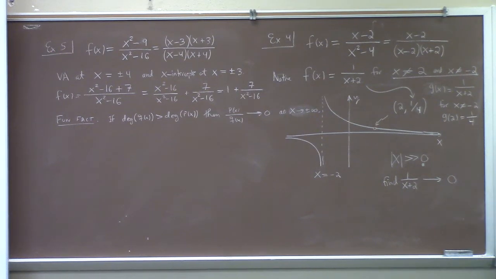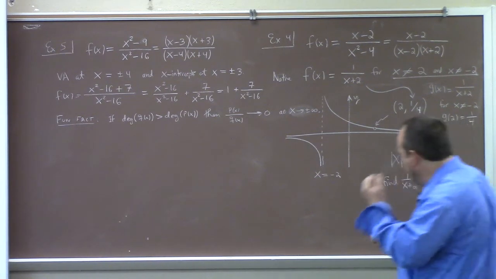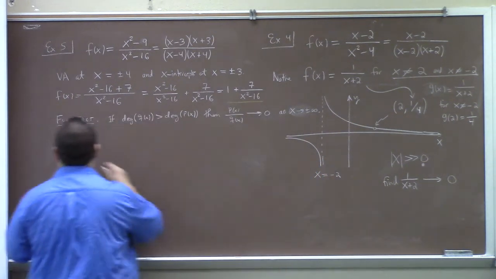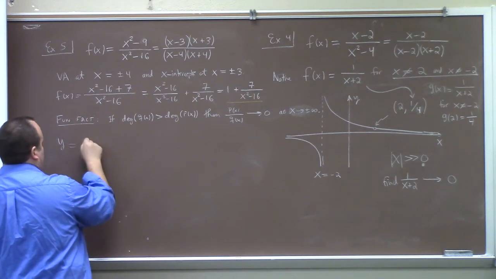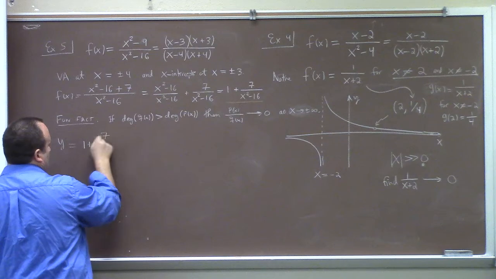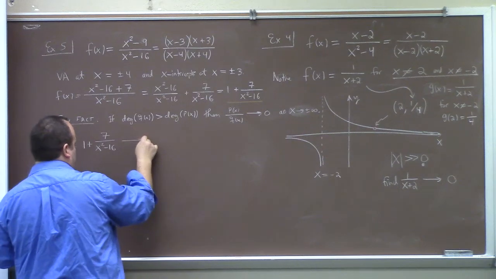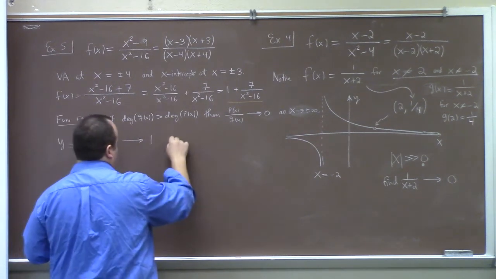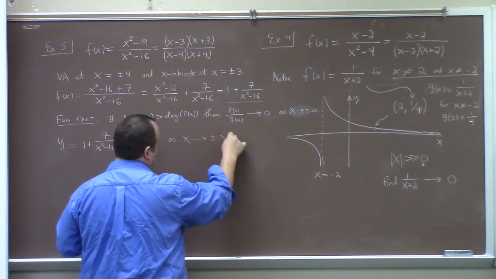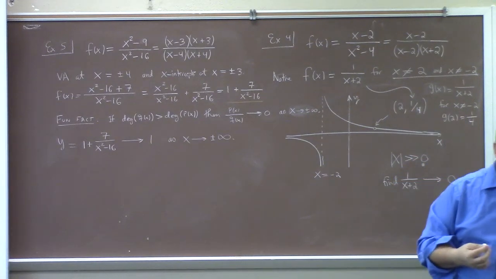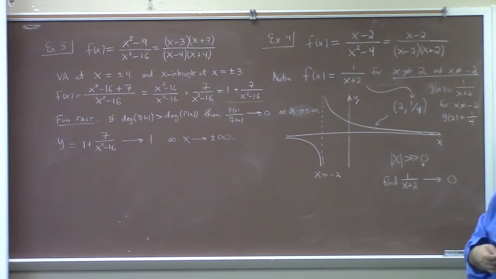And so what's the horizontal asymptote for this one? Looking at this, if we look at y equals 1 plus 7 over x squared minus 16, we should be able to see that that is going to go to 1 as x goes to plus or minus infinity. So we have a horizontal asymptote of 1 for this one, in contrast to the other ones where we had 0. For most of them, except for example 1. Example 1 was weird.